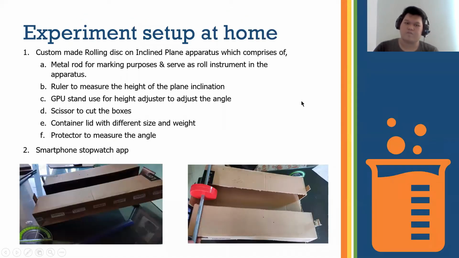Okay, because of COVID-19, we need to make a custom made rolling disc on an inclined plane to do the experiment setup at home. So we use A, a metal rod for marking purposes and to serve as the roll instrument in the apparatus. B, a ruler to measure the height of the plane inclination. C, a GPU stand used as a height adjuster to adjust the angle. D, scissors to cut the box. E, container lids with different sizes and weights. And F, a protractor to measure the angle. We also use a smartphone stopwatch application.